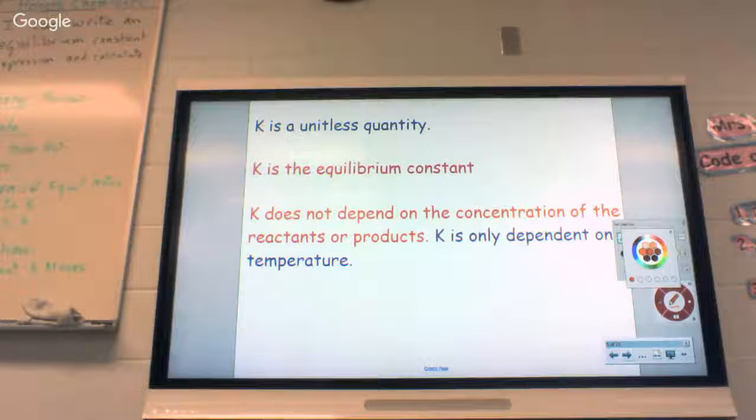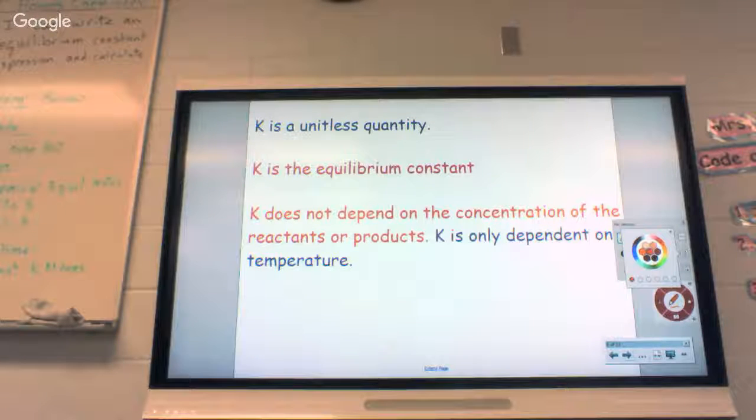If this was an AP class or a second year class, I would make you learn the rules for K and how K changes with temperature. But this is a first year class. The state does not want you to know the rules. They only want you to know what I have in blue. K changes with temperature. If the temperature changes, the value of the equilibrium constant will change.